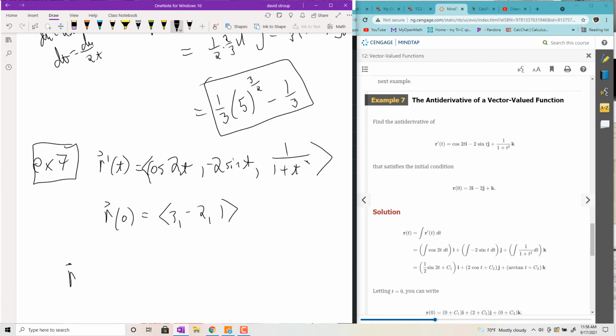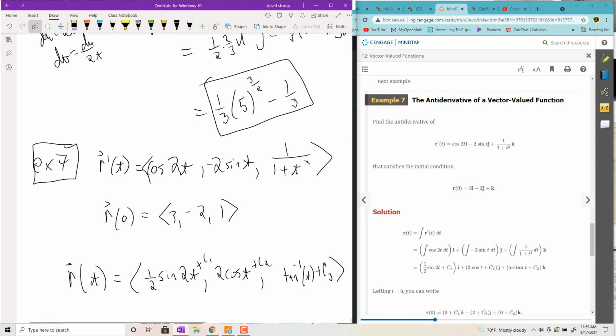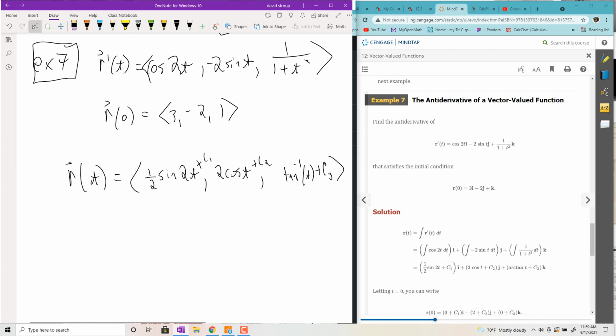Then you'll have constants that you need to solve for. So r of t is going to be the integral of cosine of 2t. We'll have a 1/2 constant floating around when you do your u subs. That would be 1/2 sine of 2t. The integral of negative 2 sine t is just going to be 2 cosine t. And we need constants, right? Plus c1, plus c2. And then 1 over 1 plus t squared is tan inverse of t plus c3. Okay? So to get c1, c2, and c3, you use the initial condition.